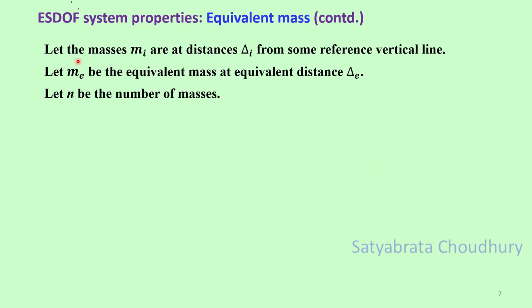So we are designating those masses M1, M2, M3 as Mi, and those displacements delta 1, delta 2, delta 3 as delta i from the reference plumb line. ME is the equivalent mass and delta E is the equivalent distance of that mass from the neutral position. N is the number of masses, or the number of degrees of freedom, or the number of floors of the real building.